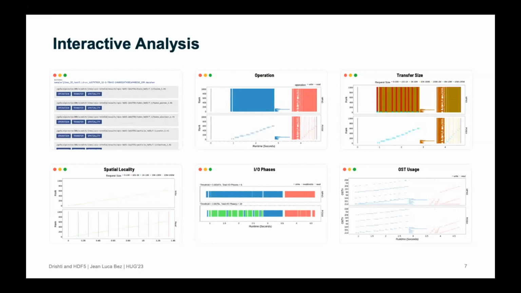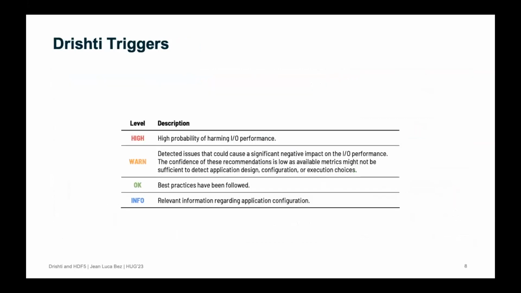We also have spatial locality plots, IO phases plots, as I mentioned, and the OST usage throughout the execution. And all of those plots are interactive in a way that you can zoom in, you can select a subset of ranks, you can get all the contextual information. So what is the rank, starting time, the offset, the OST for that particular request as you hover over those plots. So we do have the interactive analysis part, but now how can we detect the common pitfalls?